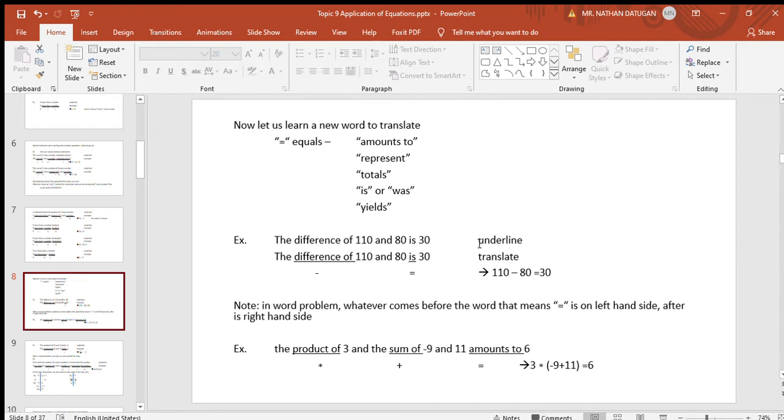Just a key note, a key trick to remember. Again, first thing first, underline the, let's move. I'm going off topic, let's focus here. So the difference of 110 and 80 is 30. Underline difference of, underline is. Now let's translate. So we have difference of, which is obviously going to be subtraction. And is, don't forget our new word, is the equal sign.